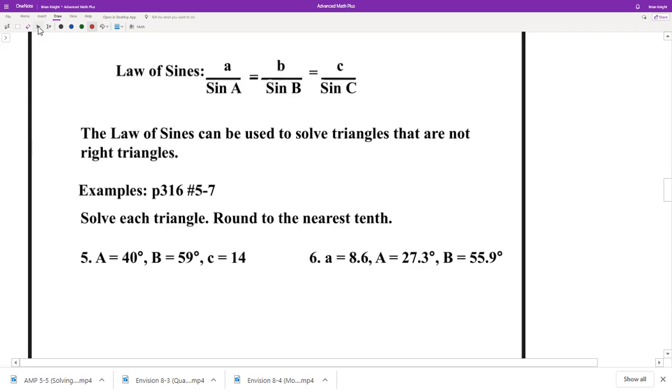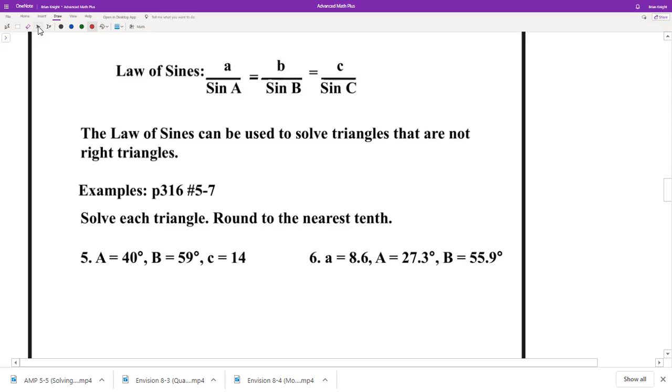The law of sines is for you to use. Right now we've been doing our trig ratios. All of the triangles have been what? Right triangles. The law of sines can be used on any triangle, okay? Not just right triangles. Any triangle you want to use law of sines on, you can use it. Everybody got that? Got that, Paris T?